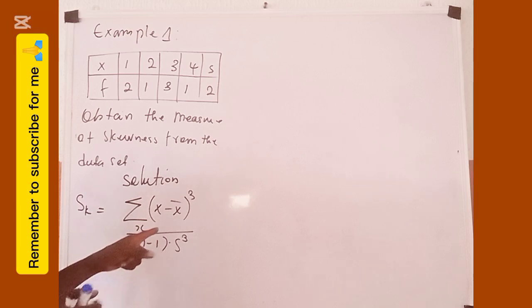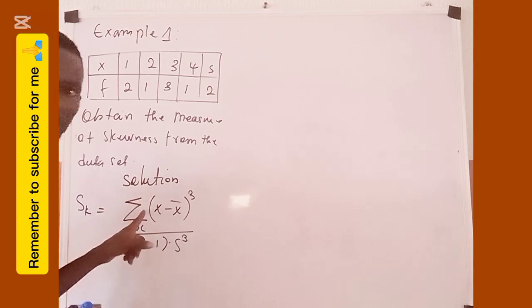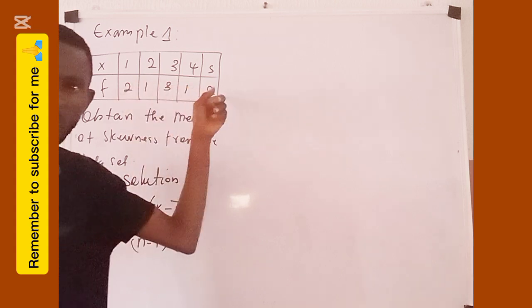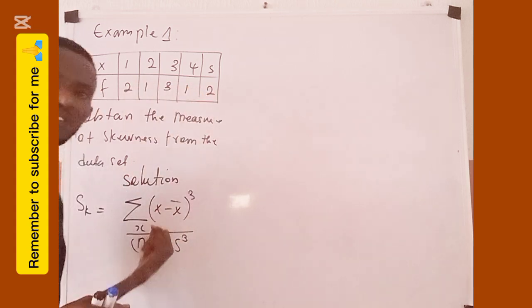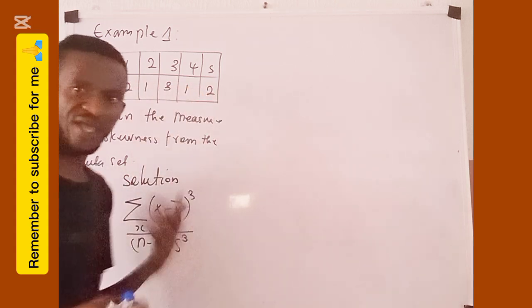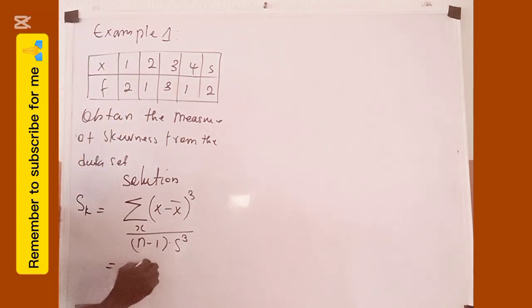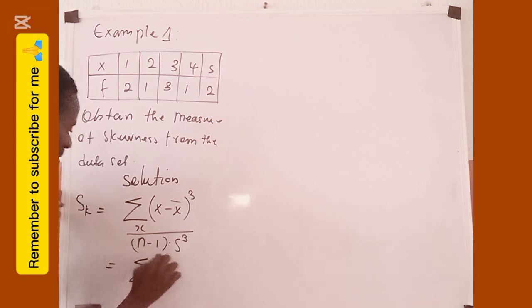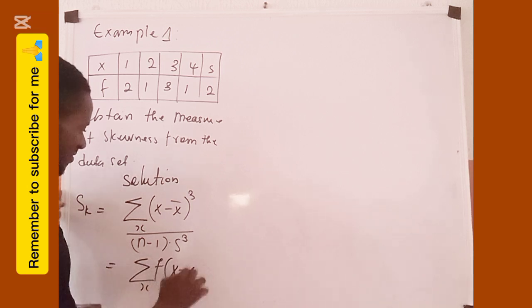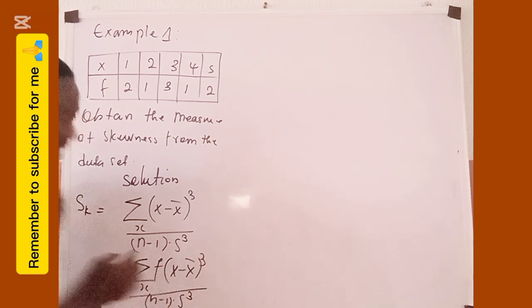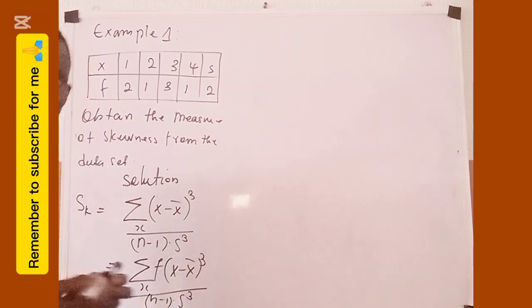This formula which I wrote here doesn't contain anything about frequency. But unfortunately, from our data set here, they have given us frequency. So we need to factor in the idea of frequency in this formula. Factoring it in, it becomes the sum over the range of x of f times (x minus x bar) all raised to power 3, all over (n minus 1) multiplied by s raised to power 3. The formula becomes this way.